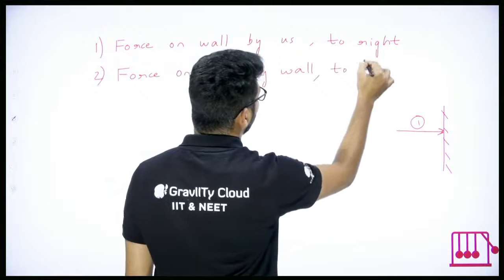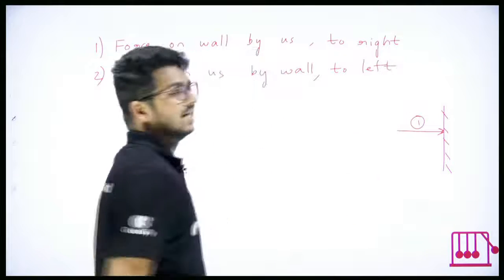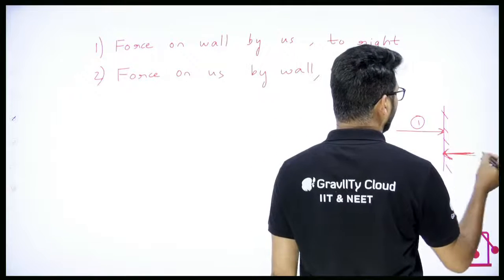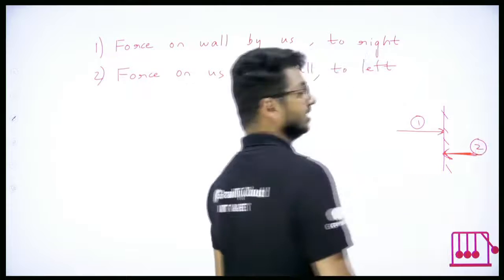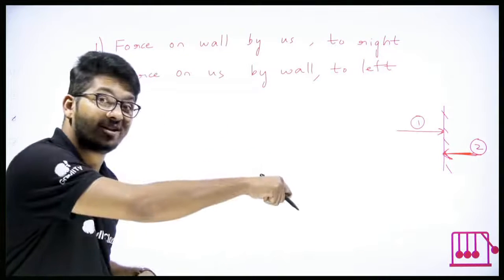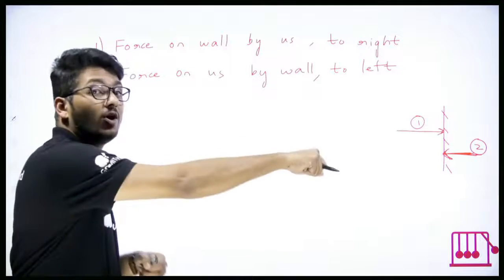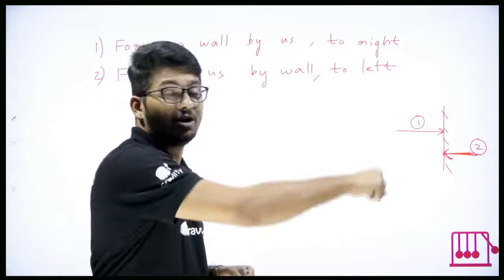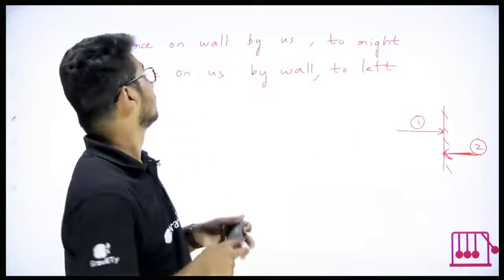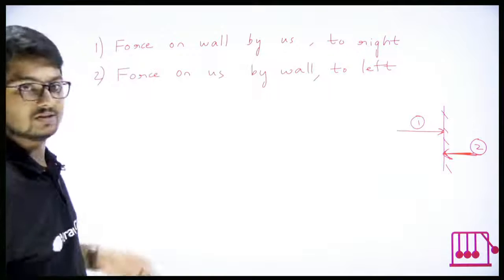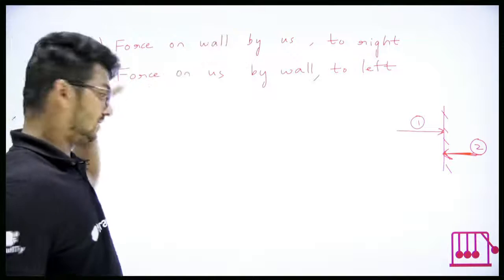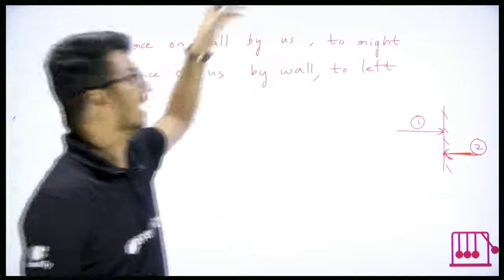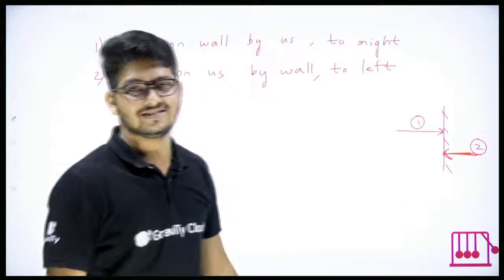In fact, in which direction will it be? To the left. Opposite direction. So the other force will be on us by the wall. It will be in the opposite direction, that is the second force. So when you hit a wall, it is not only you who are hitting the wall, the wall is also hitting you back. So be careful. When you hit a wall, it is also hitting you back. So these are the two cases, two forces. In the first case, force is on the wall. In the second case, force is on us. The forces are acting on two different bodies and in opposite directions.